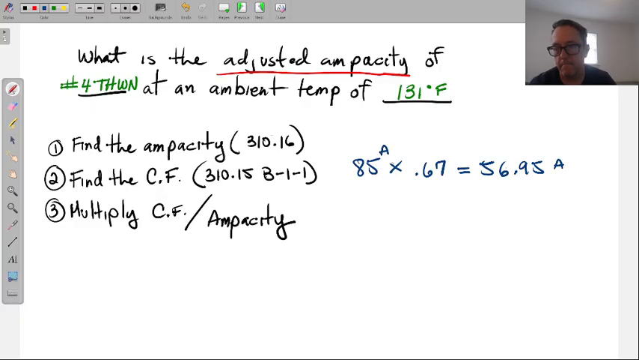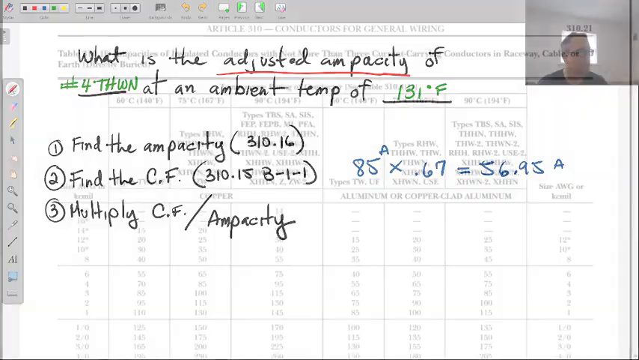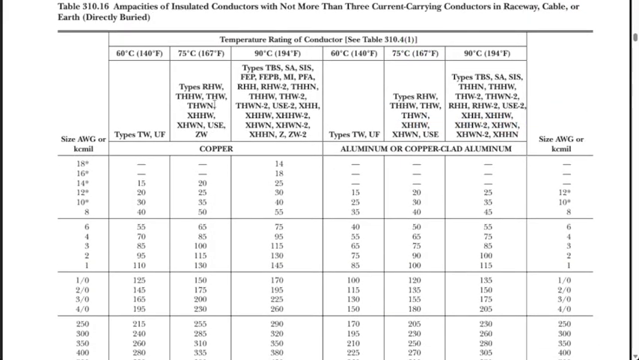Yo, pipe down, Michael. Here's the question: how do we get the 85? We got the 85 because of the number 4, THWN. When we go over to step 1, table 310.16, we find number 4, THWN. Again, THWN is there. Look to the right. We come down to the number 4, and it's 85.